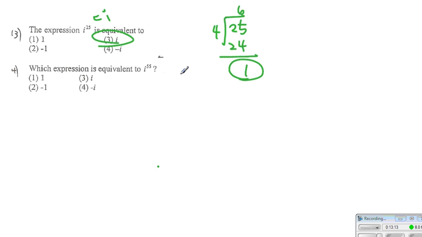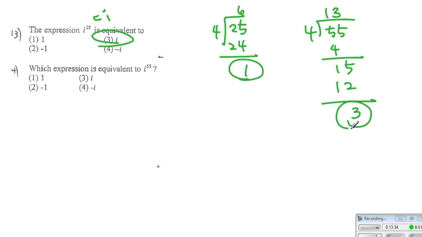Now, i to the 55th power. Here we're going to try to do the same thing, 55 divided by 4, we end up getting 13, which is 52, and the remainder is 3. So that means this is equal to i to the 3rd power. Now, what is i to the 3rd power? If you remember clearly, it will be equal to negative i. Negative i, choice number 4.